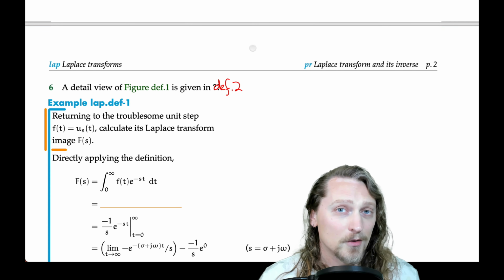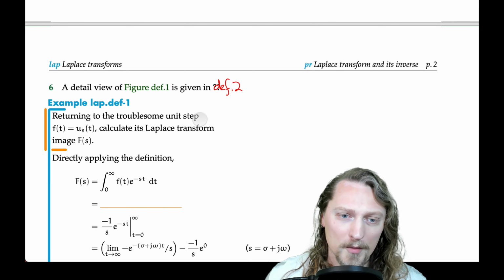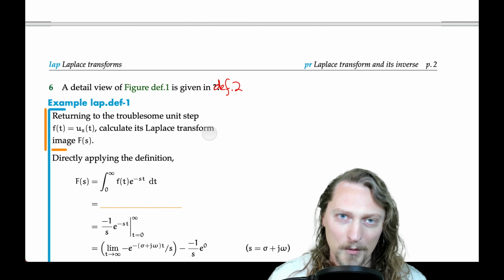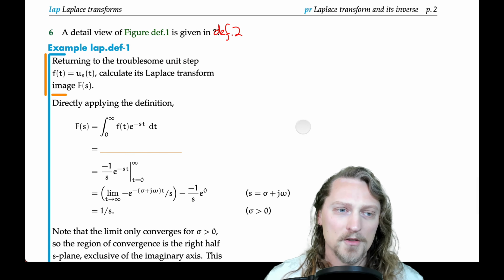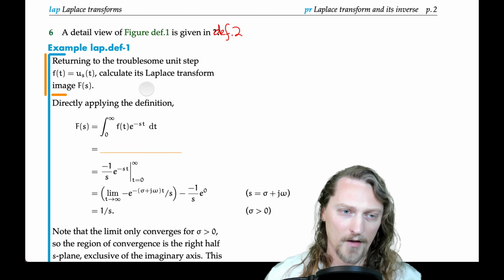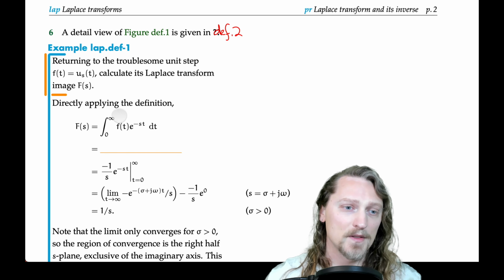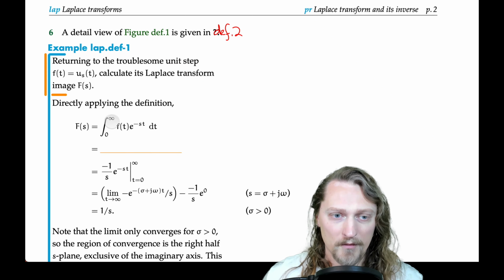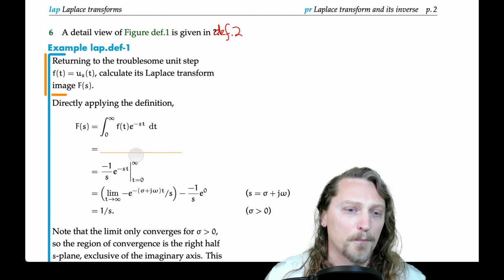Okay, so back to the example now, returning to the troublesome unit step function, f of t being equal to the unit step function. Calculate its Laplace transform image, F of s. Directly applying the definition, we see that F of s is equal to the integral from 0 to infinity of f of t e to the negative st dt.